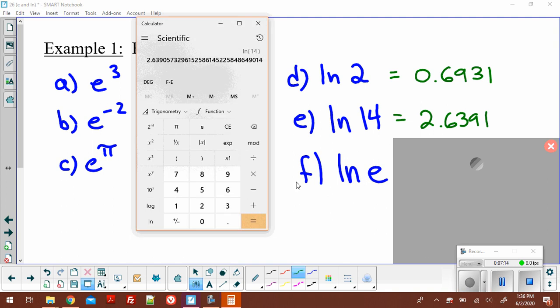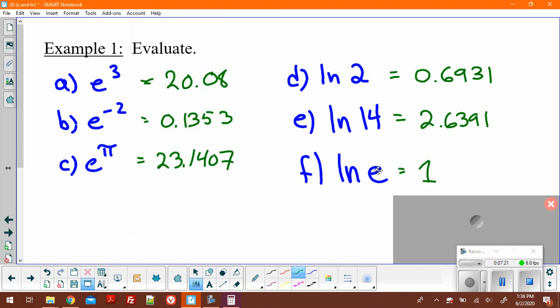Finally, ln of e. So e ln, well, I get 1, right, because it is base e. What power do I have to raise e to get e? It's 1. Again, make sure you figure out on your calculator how these buttons work so you're able to run these through.